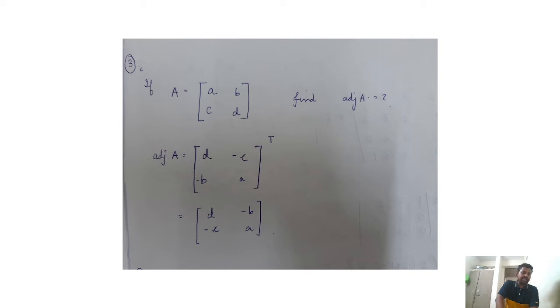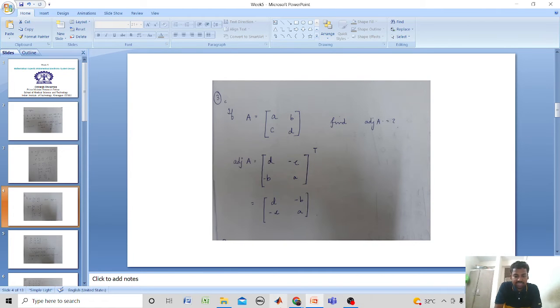And obviously the important thing is we have to transpose this matrix. So after transposing this matrix, we get D, minus B, minus C, A. So this is the adjoint of this matrix A. You can use this adjoint to ultimately find the inverse of the matrix. We know the inverse of the matrix, that is A inverse, is equal to adjoint of A divided by determinant of A. Okay, so this is the thing actually.